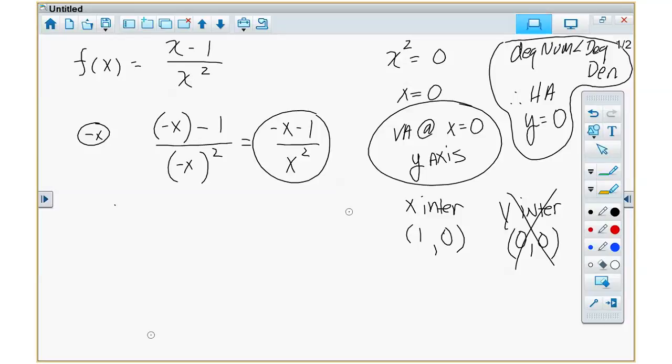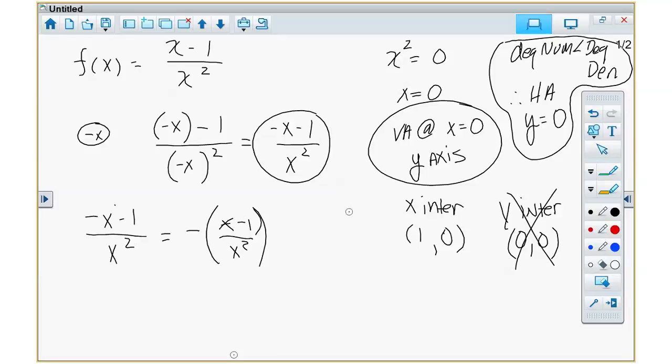No, so it's not symmetrical around the y-axis. So let's check to see if it's symmetrical around the origin. So take this, that's f of negative x: negative x minus 1 over x squared. That's what we got, and we're going to see if it's equal to negative f of x, which is negative x minus 1 over x squared. Well, if you plug in the negative, you get negative x plus 1. Does that look like that? So it's not symmetrical around anything.